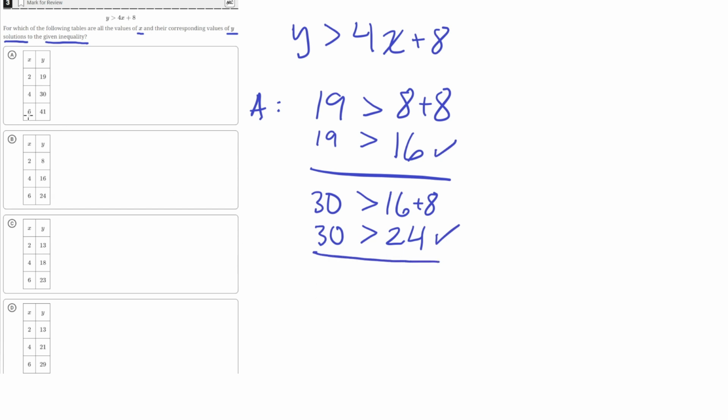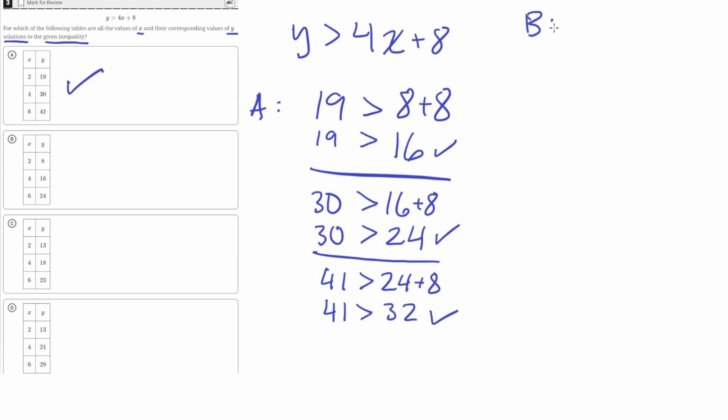And then let's check the third point, 6 and 41. On the left-hand side, we'll have 41 for the value of y, which is greater than 4 times x. X is 6. 4 times 6 is 24 plus 8. So this simplifies to 41 is greater than 32, which is true. So all of the xy coordinates in table A satisfied the inequality. So this is probably the correct answer, but let's make sure that the others are wrong.